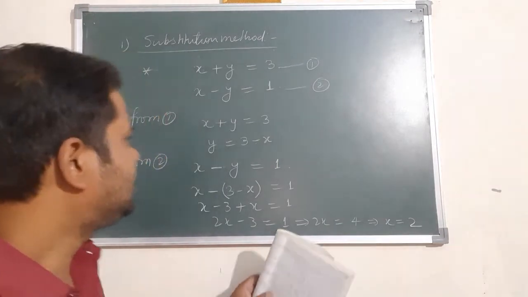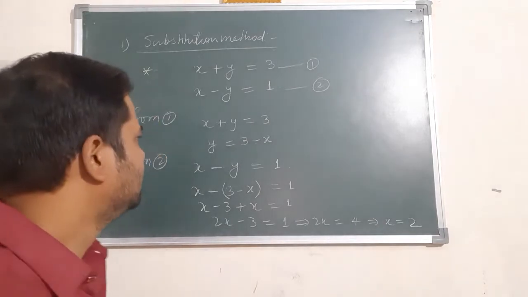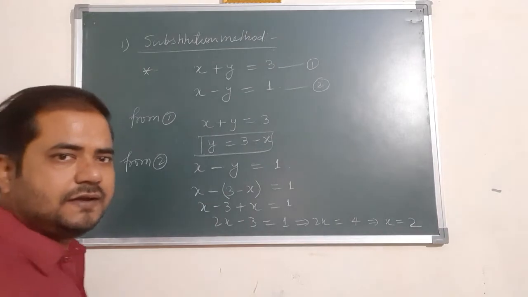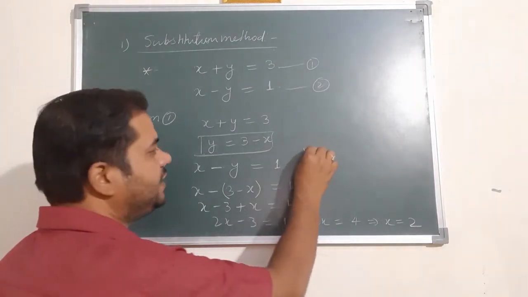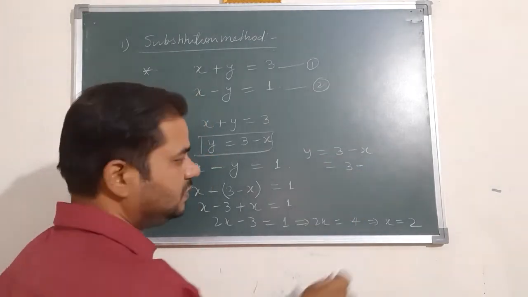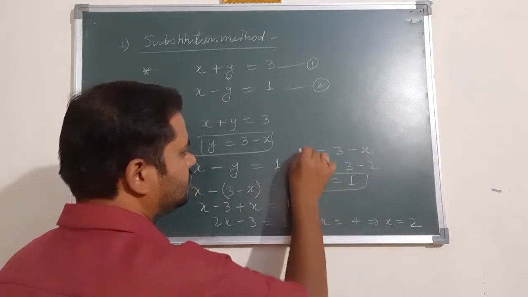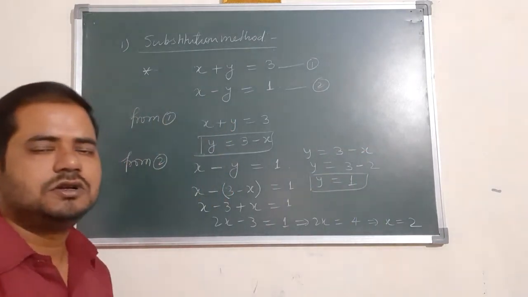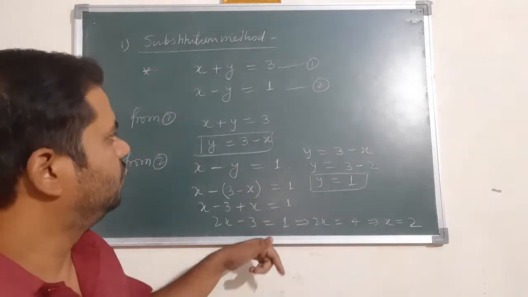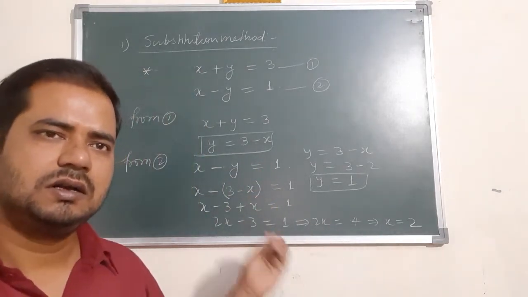Putting this value of x in any one of the equations, we will get the value of y. Suppose we put this value of x in y is equal to 3 minus x, then y is equal to 3 minus 2, and this is nothing but y is equal to 1. So this is the substitution method to solve a pair of linear equation. Note it down, and one more example we have to see here. This is the simple one, and afterwards we will see another example.